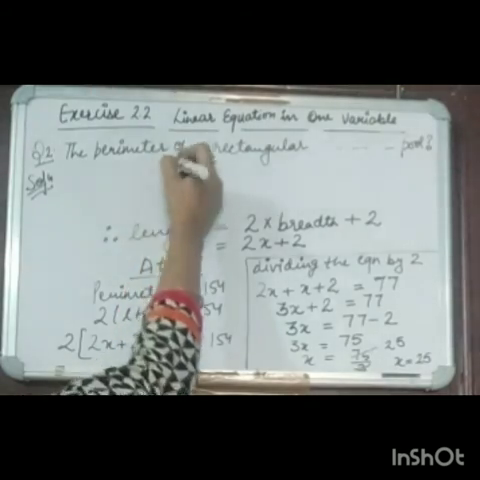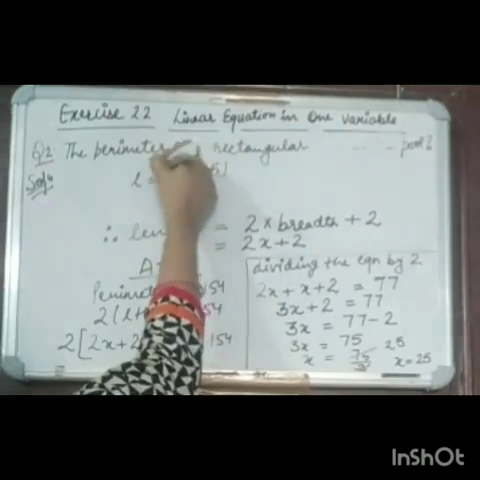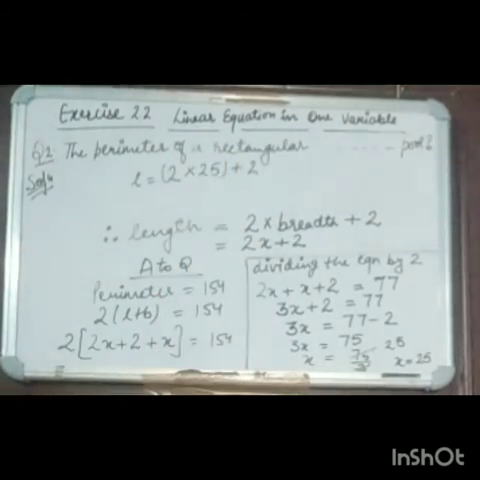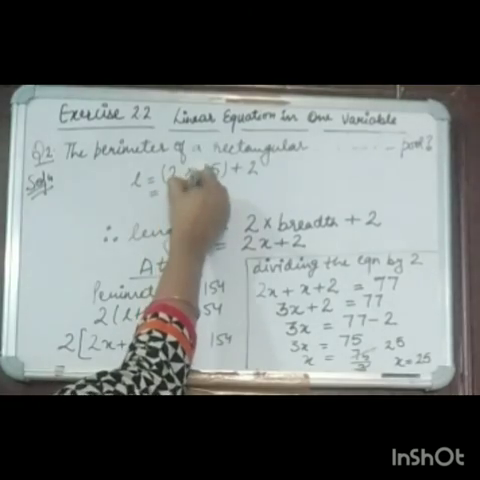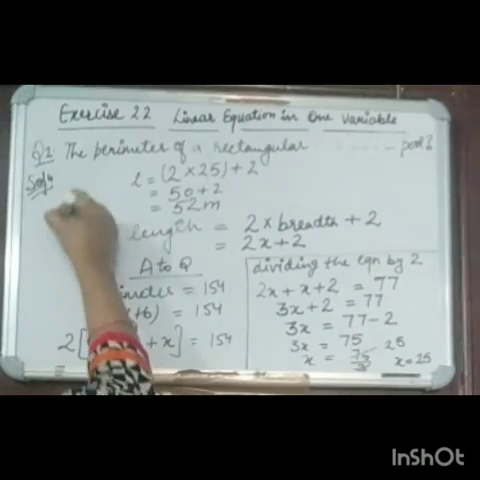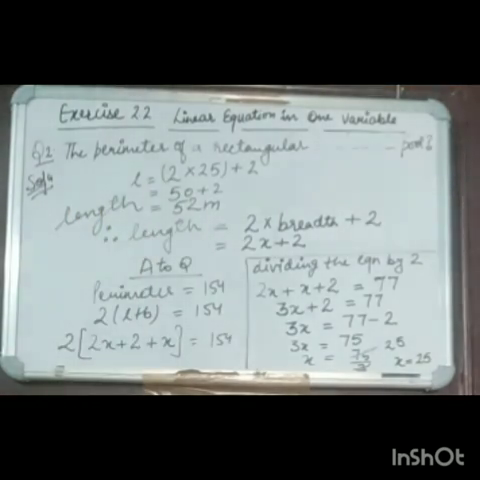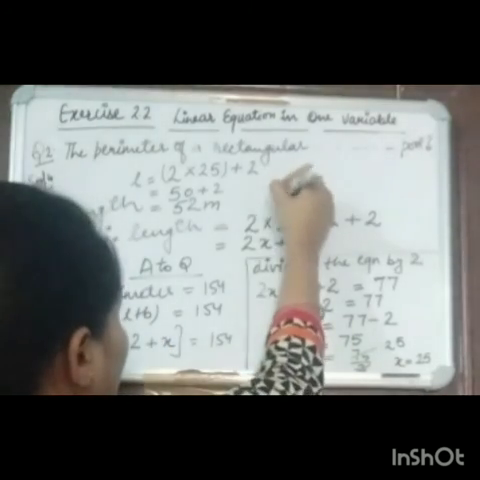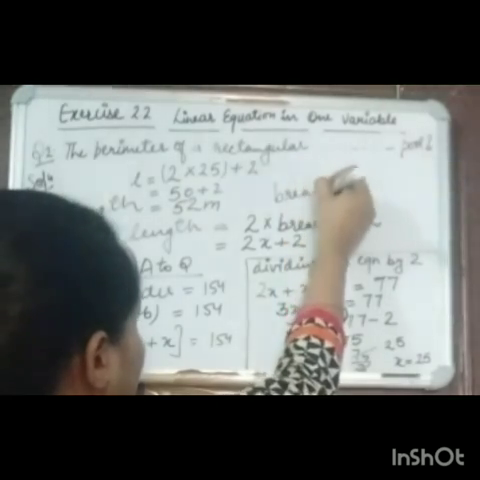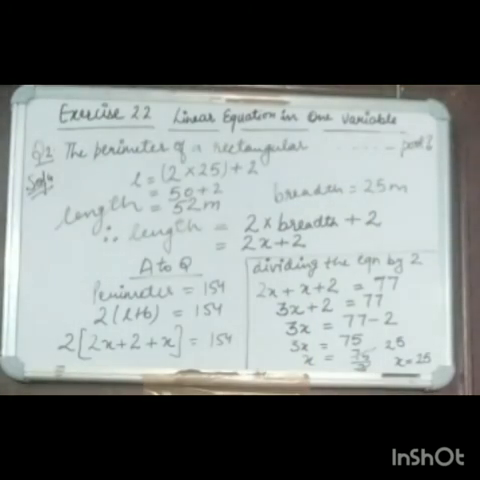So breadth is 25, so length will become 2 into 25 plus 2. 2 into 25 is 50 plus 2, that is 52 meter. This is the length. So length is 52 meter, breadth is 25 meter. Here you will write down breadth is equal to 25 meter. You will write the unit also, otherwise marks will be deducted.